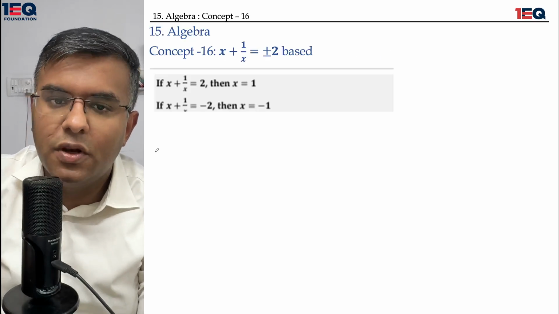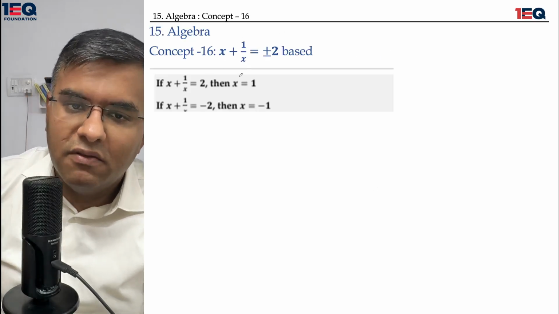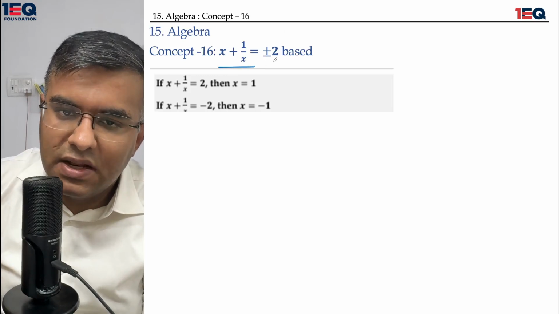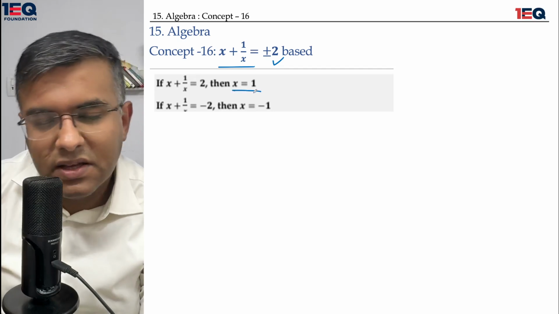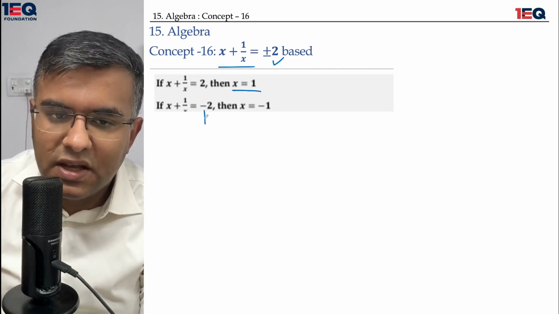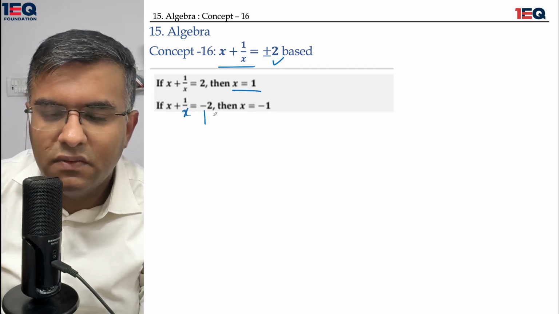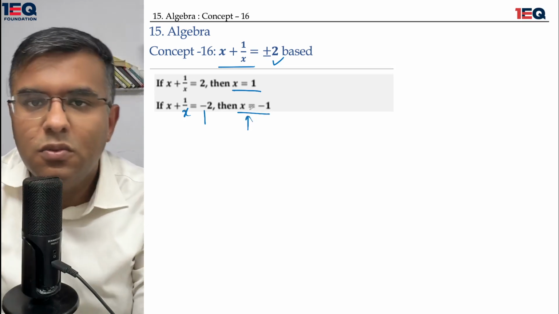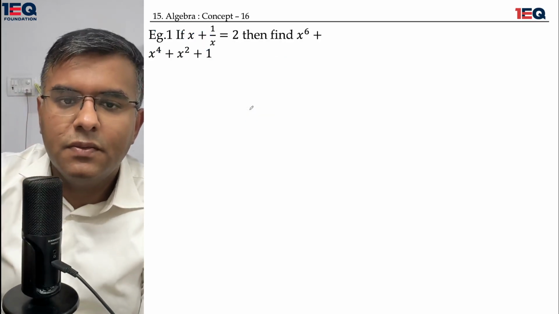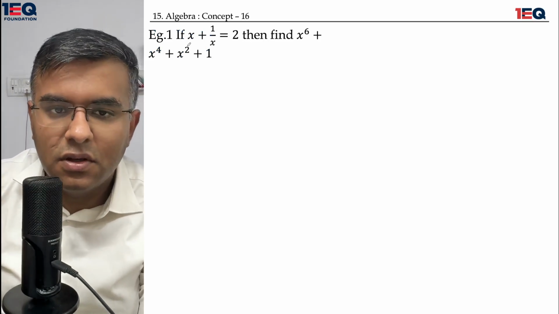Let me move on. Again, whenever x plus 1 by x is written as 2, then there is only one possibility that x is equal to 1. When it is written as minus 2, there is only one possibility that x is equal to minus 1. Right? So this is the question here.